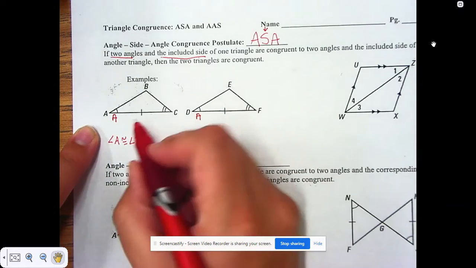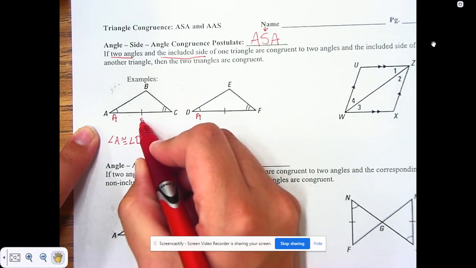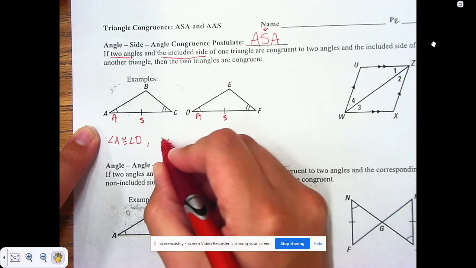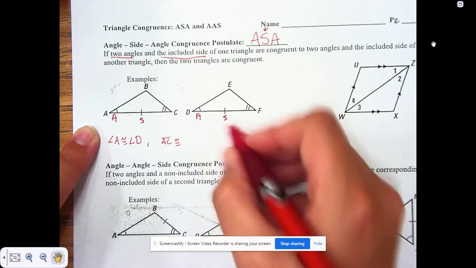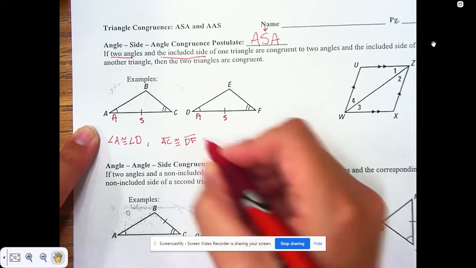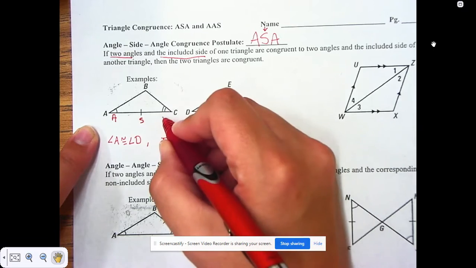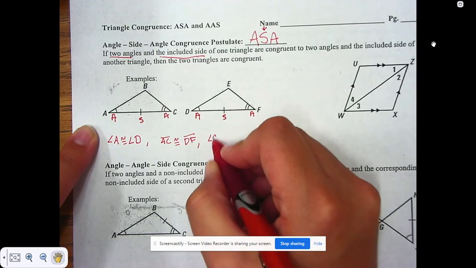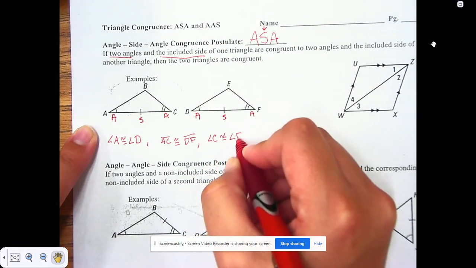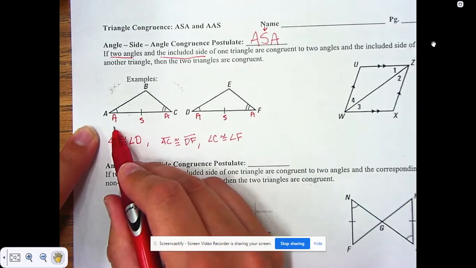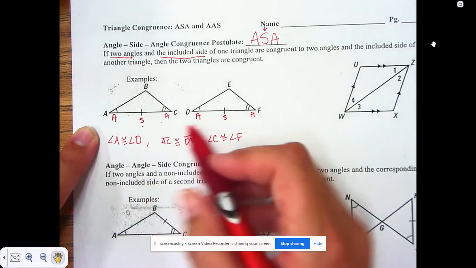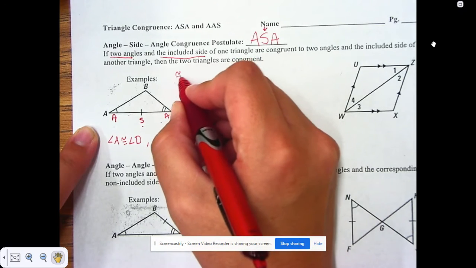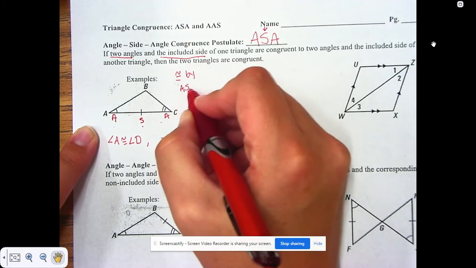We have that this side is congruent to this side, and that would be AC is congruent to DF. And we have that this angle with two arcs is congruent to this angle with two arcs. And that is angle C is congruent to angle F. So we have angle, side, angle. Same pattern here, angle, side, angle. So these are congruent by angle, side, angle.